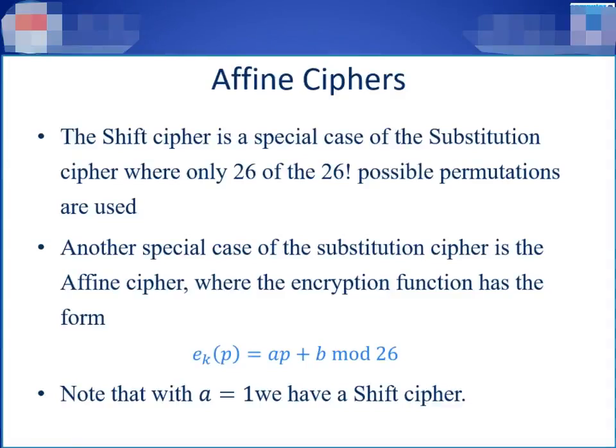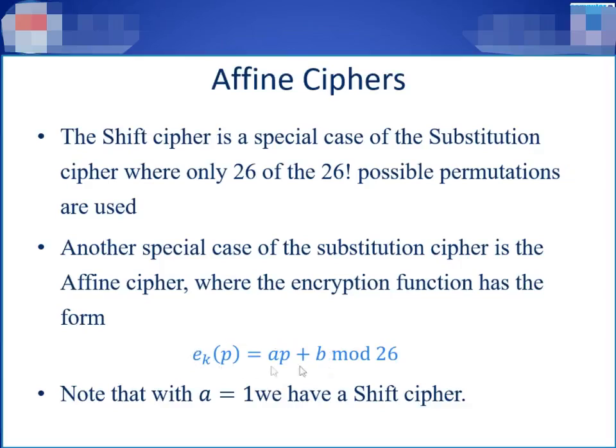So, as we said before, the shift cipher is just a special case of substitution cipher, where we can use only 26 out of 26 factorial possible permutations. Another special case of the substitution cipher is the affine cipher, where the encryption function has the form A multiplied by plaintext letter plus B modulo 26.